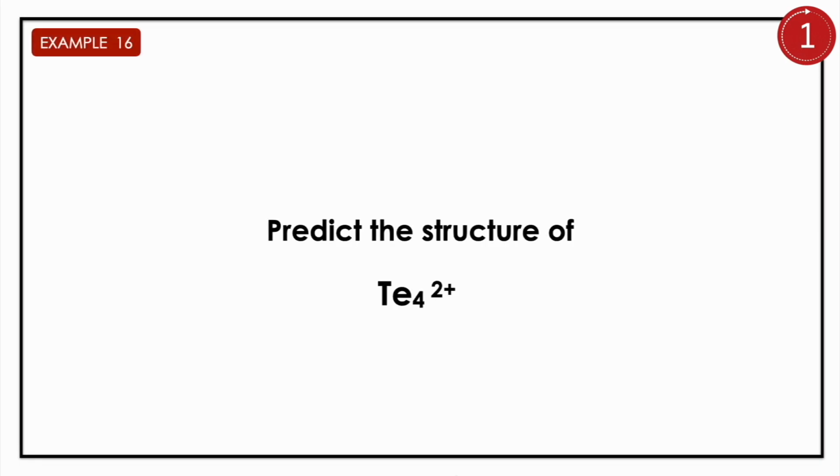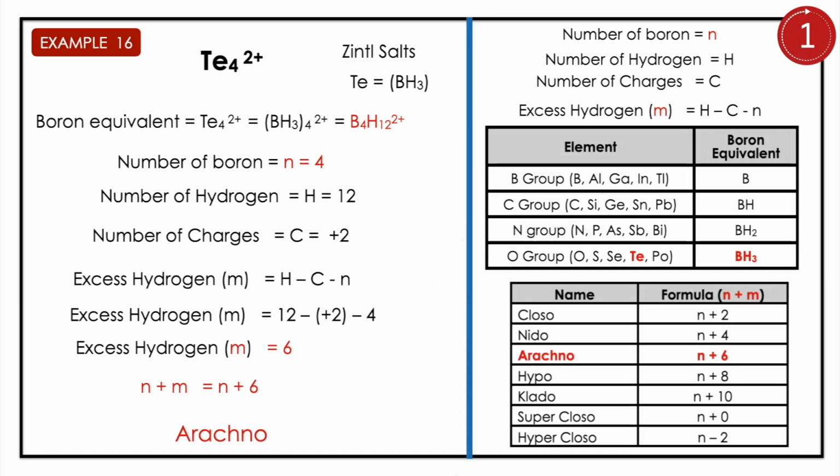Then the next example, here you have Te4 2 plus, tellurium dication. You should find the structure using Wade's rule. The given compound is Te4 2 plus, clearly a Zintl salt. So we should find the boron equivalent. Tellurium is in the oxygen group. Boron equivalent will be BH3. If you substitute BH3 for tellurium, the formula becomes BH3 4 times 2 plus. If you rewrite it, the formula becomes B4H12 2 plus. The compound becomes simple borane.